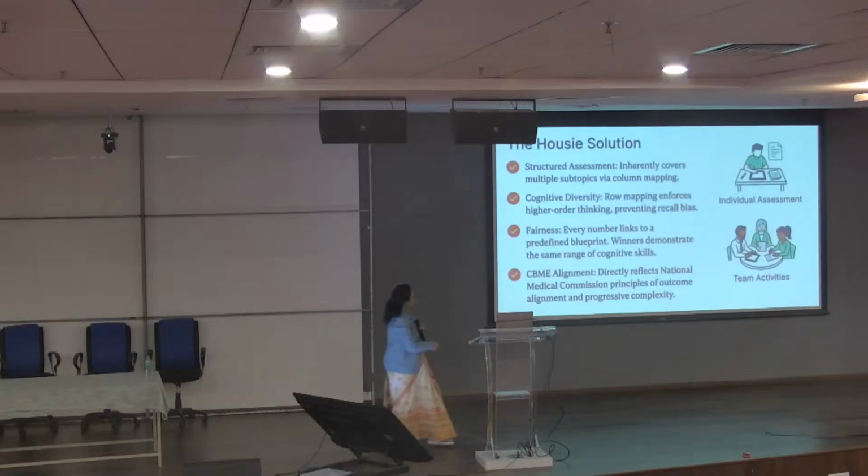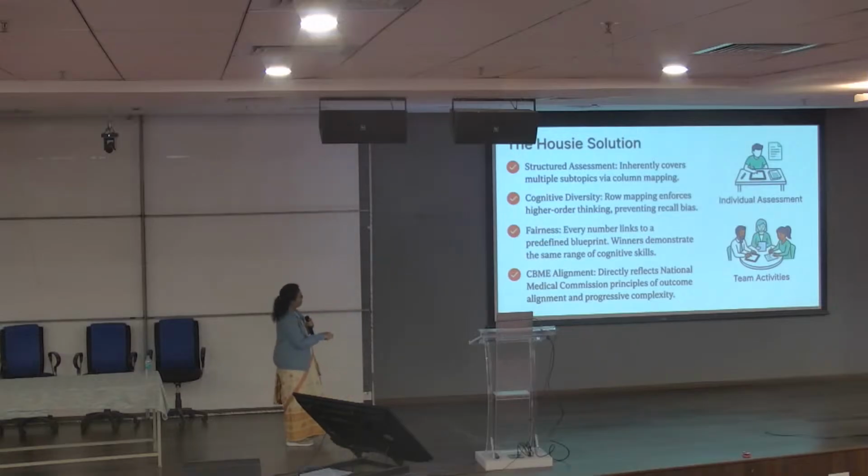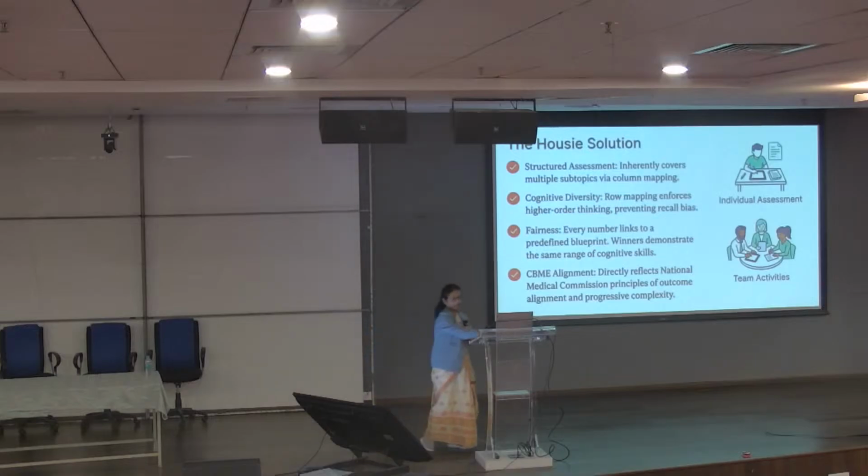So I would say that in this journey, I found that Housey Med was a structured assessment which could cover multiple subtopics via the column mapping. Then cognitive diversity we could introduce, because we were going to higher-order thinking. Fairness, because each number was linked to a predefined blueprint. So we can assess at what level the student is facing difficulty, and definitely it aligns with CBME, because this is what we are aiming for. So I think we can definitely use this Housey either for individual assessment or for team activities.